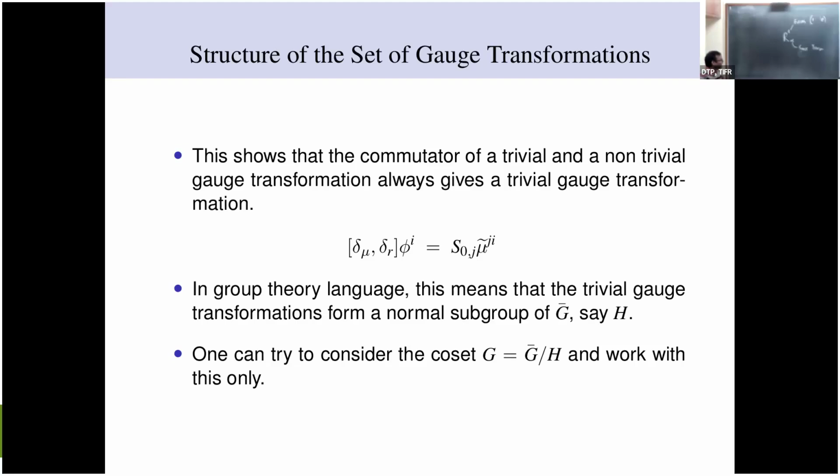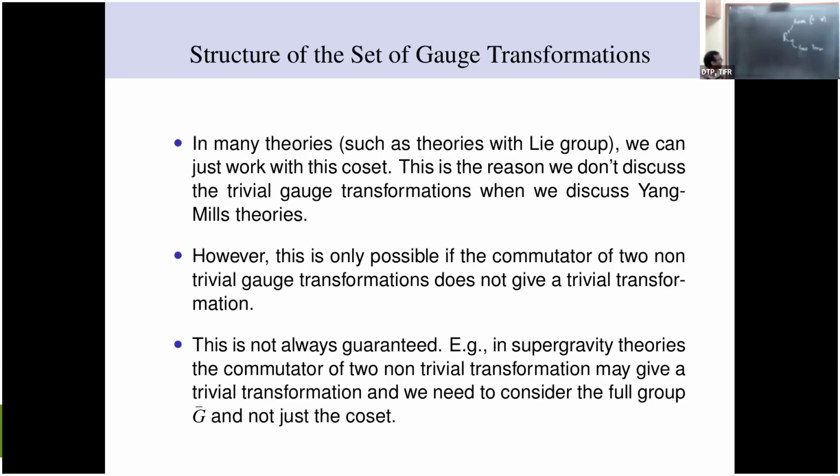If you have such a situation, then we can try to consider a coset G bar by H and just work with this coset. In many theories, such as theories with Lie group, we can just work with this coset, and this is the reason we usually don't discuss trivial gauge transformation when we discuss Yang-Mills theory. But this is only possible if the commutator of two non-trivial gauge transformations does not give a trivial transformation, and this is not always guaranteed. For example, in supergravity theories, the commutator of two non-trivial transformations may give a trivial transformation, and then we cannot just work with cosets. We need to consider the full group G bar.